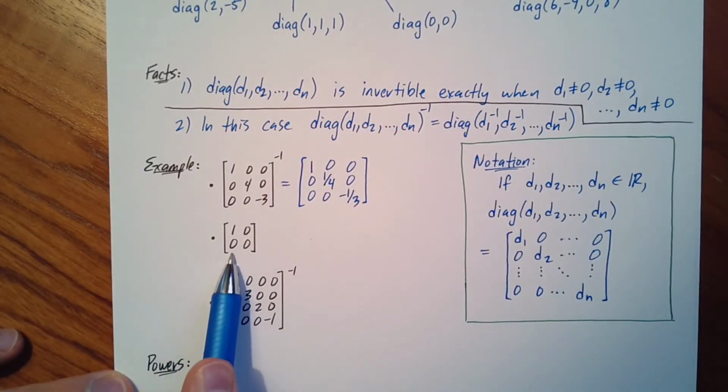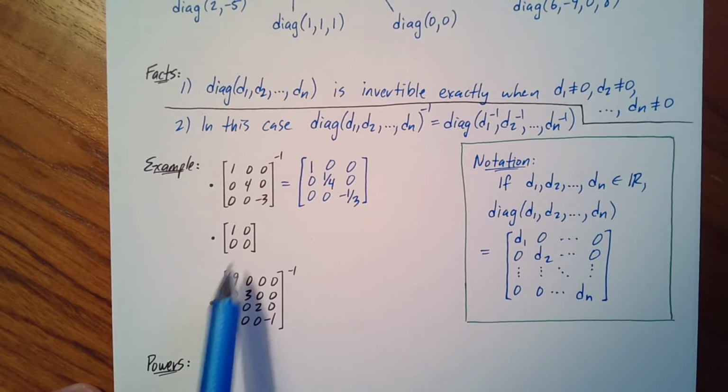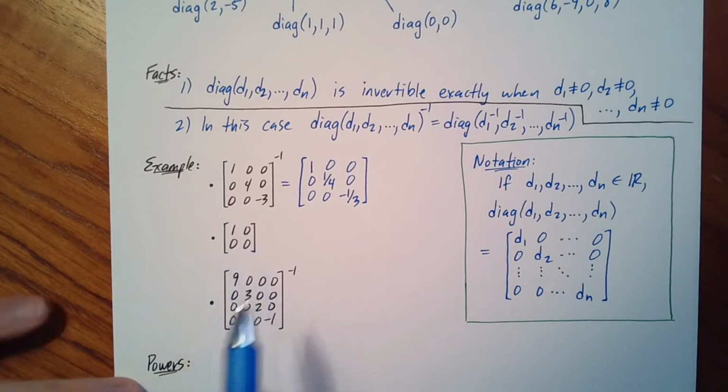What about this 2 by 2 matrix here? I didn't even write the inverse symbol here because I'm not even going to go that far, right? Because one of the entries on the main diagonal, namely the one I'm pointing at right now, is 0. So based on the first fact, this matrix is not invertible.